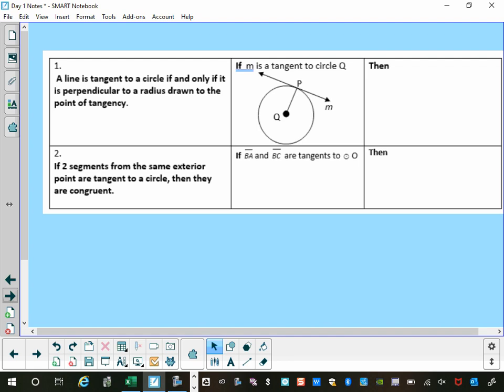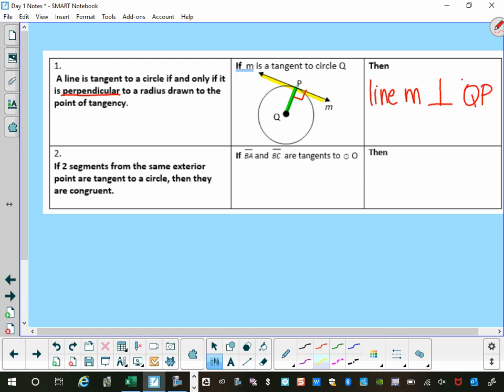Number 1 says a line is tangent to a circle if and only if it is perpendicular to a radius drawn to the point of tangency. What does this word here mean, perpendicular? Two lines that create what? A right angle. That's important because it's saying line N is tangent to circle Q. So they're saying, let's say that this line is tangent to this radius. If that happens, this creates a right triangle. So draw in that right triangle. And we are going to write then line N is perpendicular, that's our sign, to Q, which is the radius.